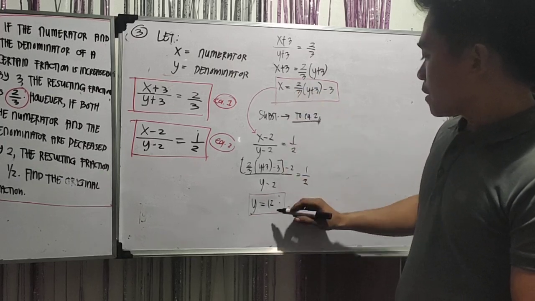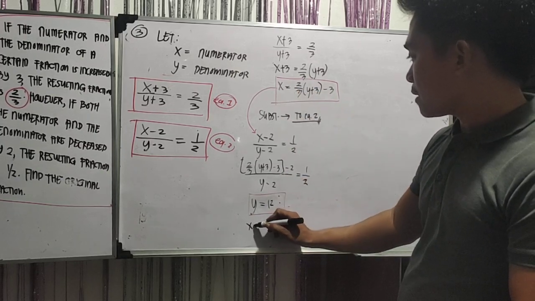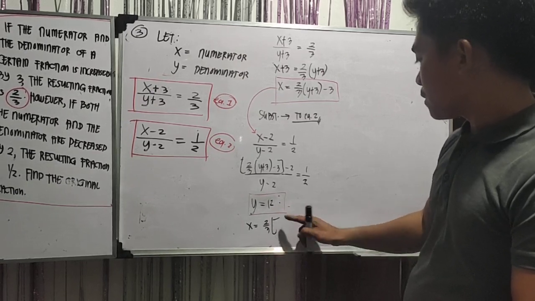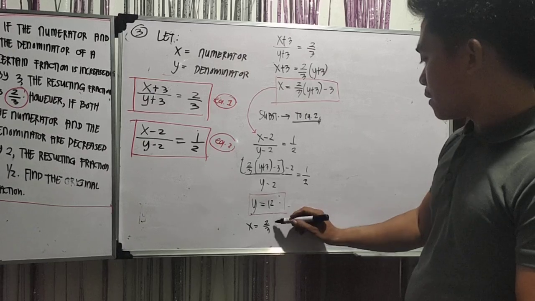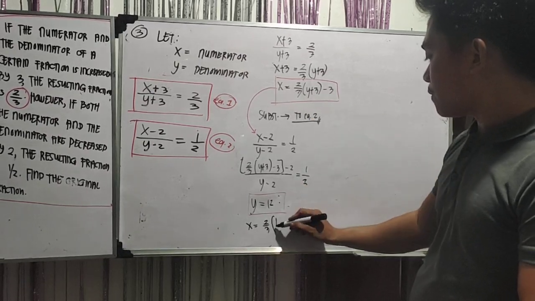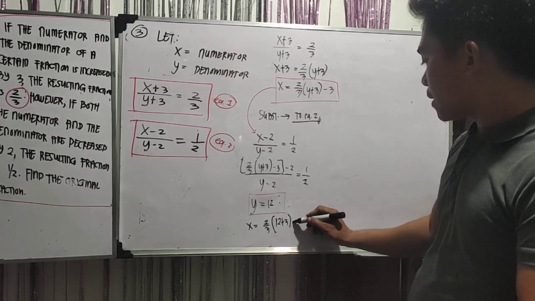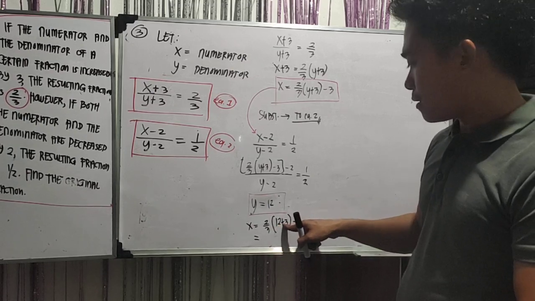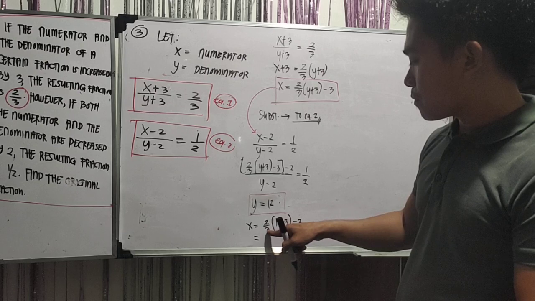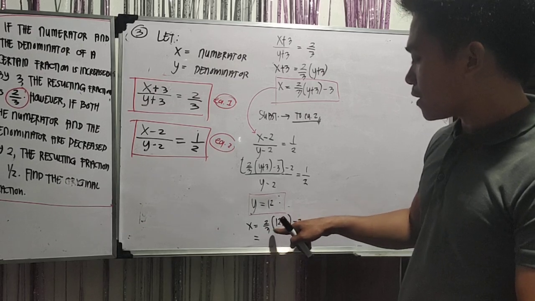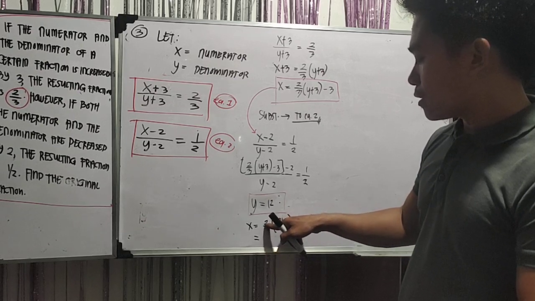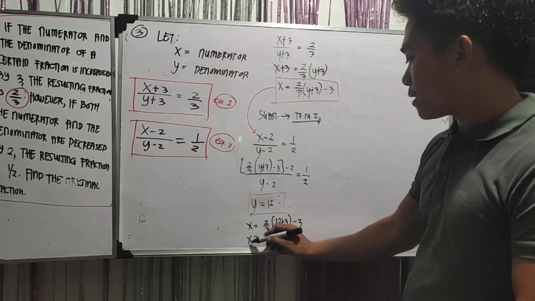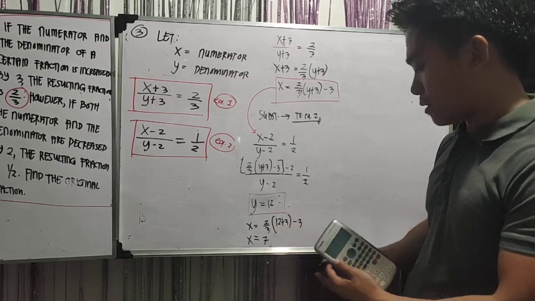Okay? What is that? X is just 2/3 ni y, which is 12, plus 3, minus 3. So, 12 plus 3, 15. 15 divided sa 3 is 5. Times 2, magiging 10. 10 minus 3, in short, x is 7.